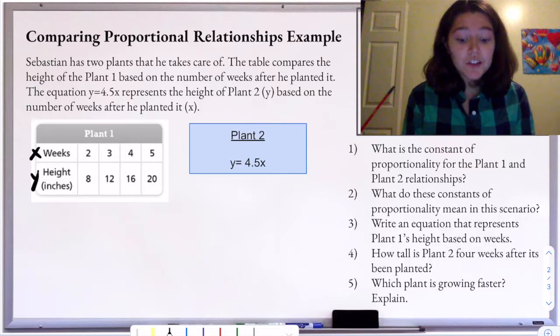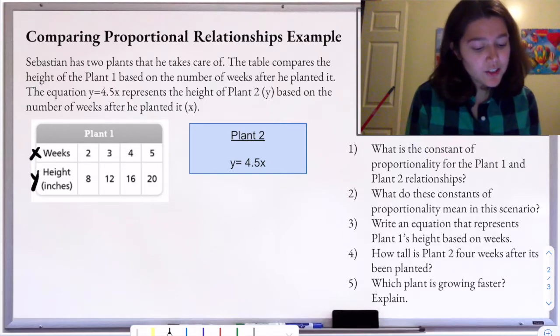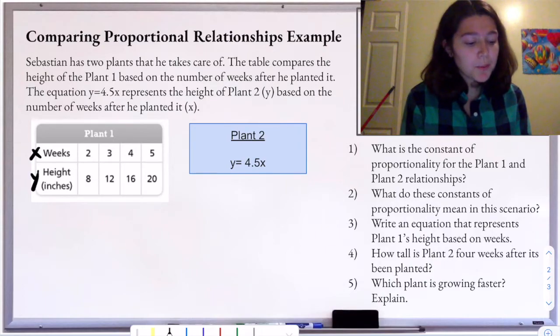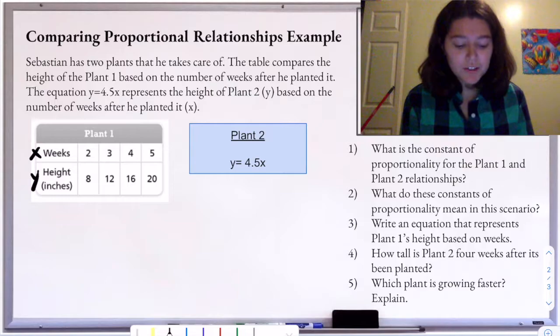That's how tall the plant is going to be at that time. All right, so our first question is, what is the constant of proportionality for plant 1 and for plant 2? Finding the constant of proportionality for plant 2 is really easy, so I'm actually going to start there.